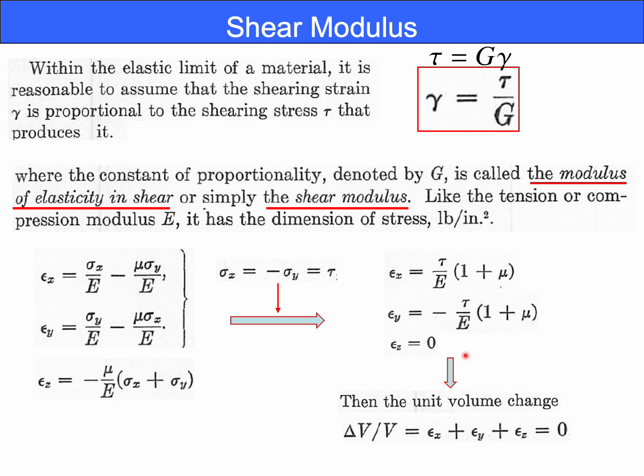And the unit volume change becomes epsilon x plus epsilon y plus epsilon z. So by adding this and this and this together, we find that there's no volume change in this case.